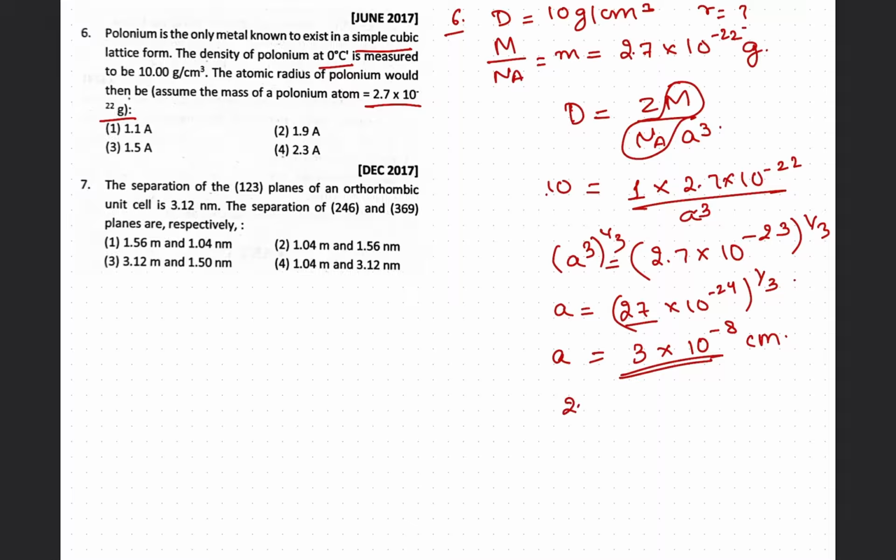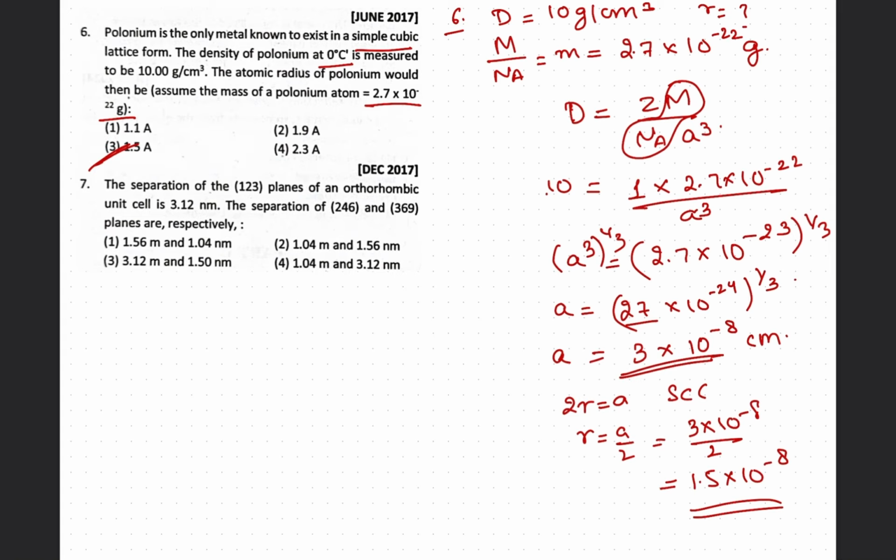We know that 2r is equal to a for SCC, so radius will be a by 2, so 3 into 10 to the power minus 8 by 2, which is 1.5 into 10 to the power minus 8. Okay, so this will be 1.5 Armstrong. In this question you have to note that here r came in centimeter, so 10 to the power minus 8 centimeter is equal to 1.5 Armstrong. So the correct answer will be 3.